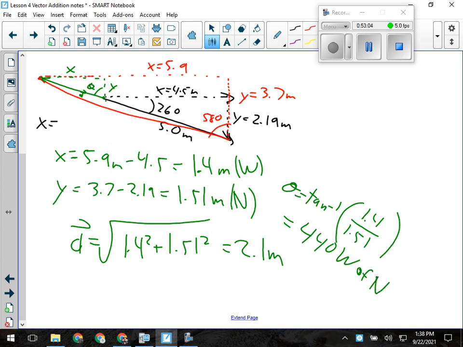So you could also have 46 degrees north of west if you drew the triangle the other way. That's about as tricky as they get in terms of overlap and having tricky diagrams. Calculations are always the same. Questions there?